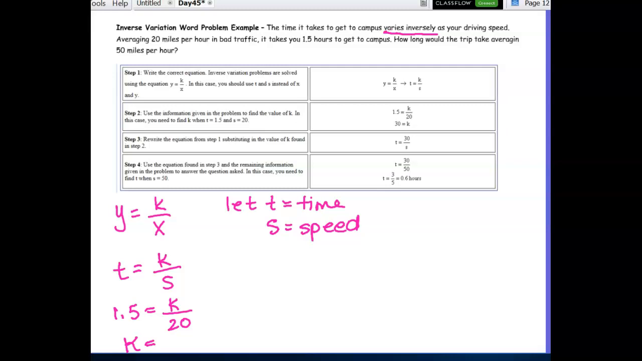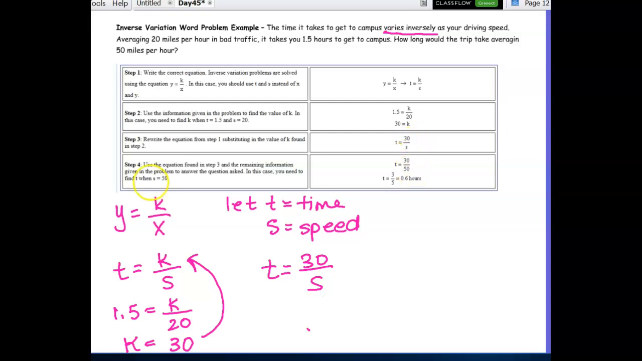Oops, actually, I'm sorry, that's 30. We got 30. Hold on a second. So we multiply these two, that's right, and we get 30. Okay, 20 times 1.5. So our K is going to be 30. So we're going to rewrite this as the time is going to be equal to 30 divided by the speed. Okay, so there's the equation we're going to use.